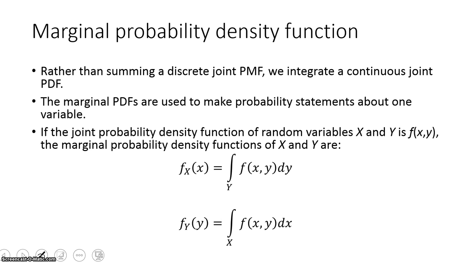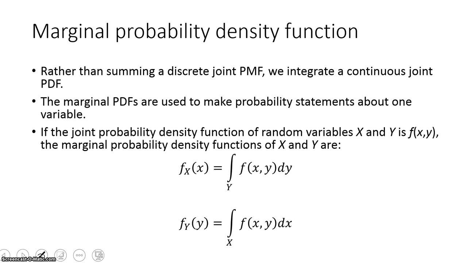Let's start by defining marginal probability density functions. Rather than summing a discrete joint PMF, we are going to be integrating a continuous joint PDF. The marginal probability density functions can be used to make probability statements about one of the variables without thinking about the other variable at all. If the joint probability density function of variables X and Y is little f of xy, then the marginal PDF f sub x, our marginal distribution of x, is equal to our joint PDF, f of xy, integrated with respect to y over all of the possible values that y can take on.